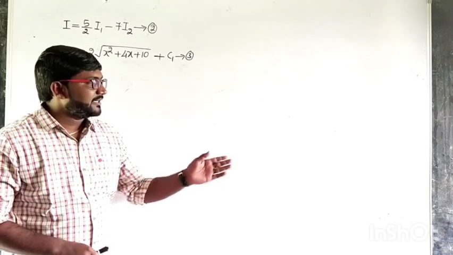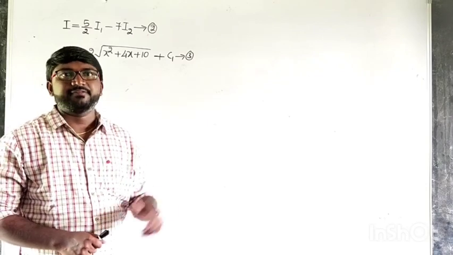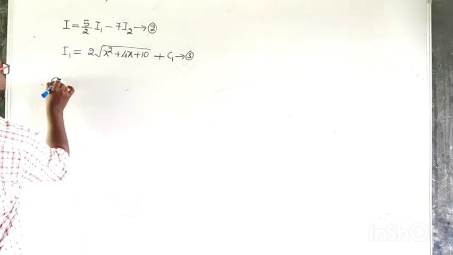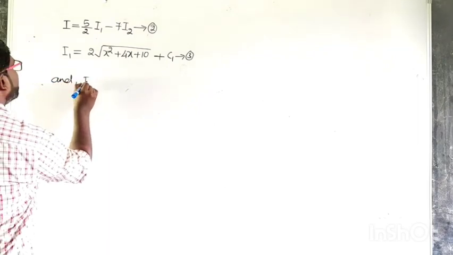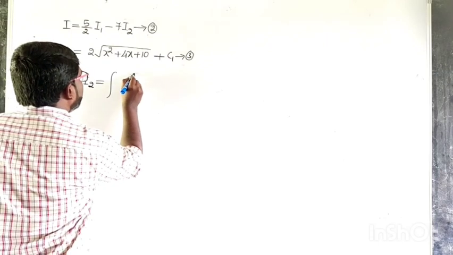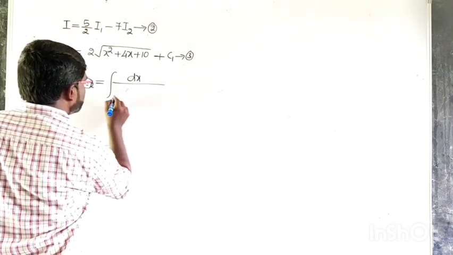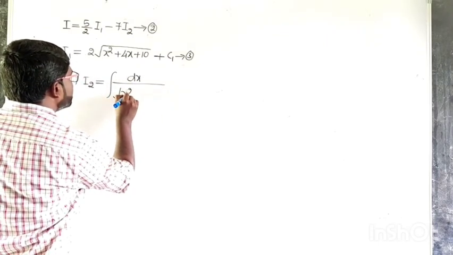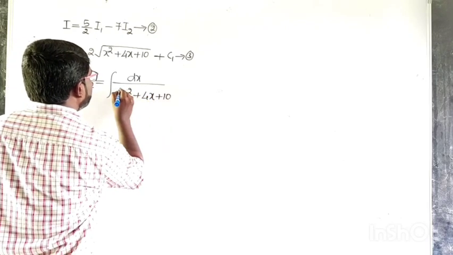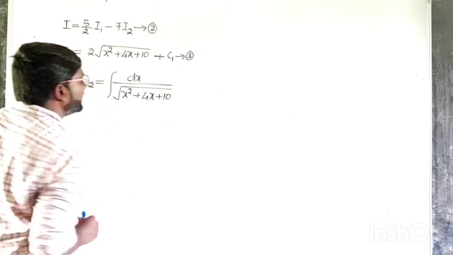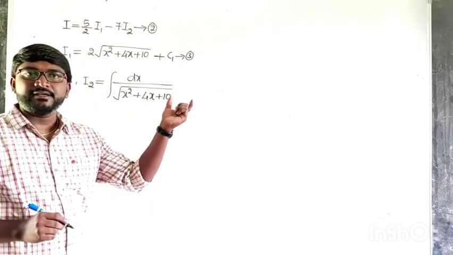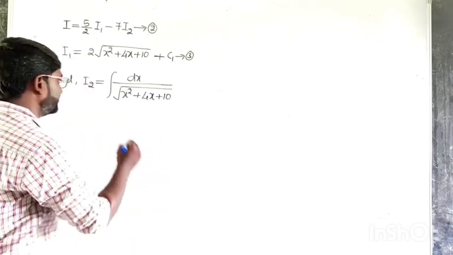Well, we have calculated I1. So let us find I2 now. I2 is equal to the integral of dx upon square root of x square plus 4x plus 10. So now I take only the quadratic polynomial and we have to solve this by the completing the square method.